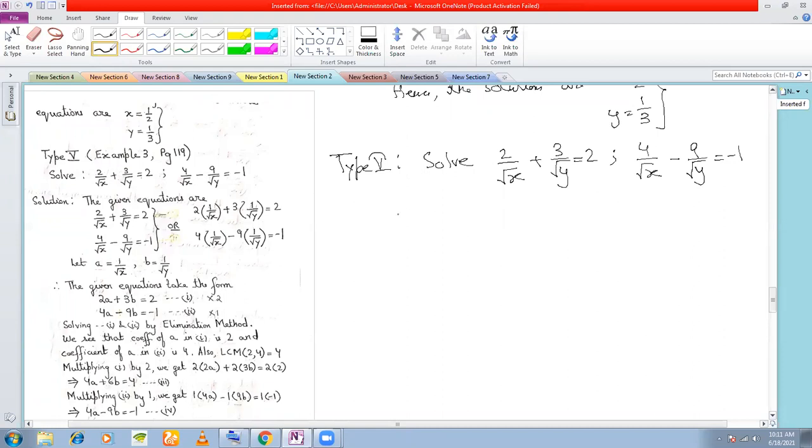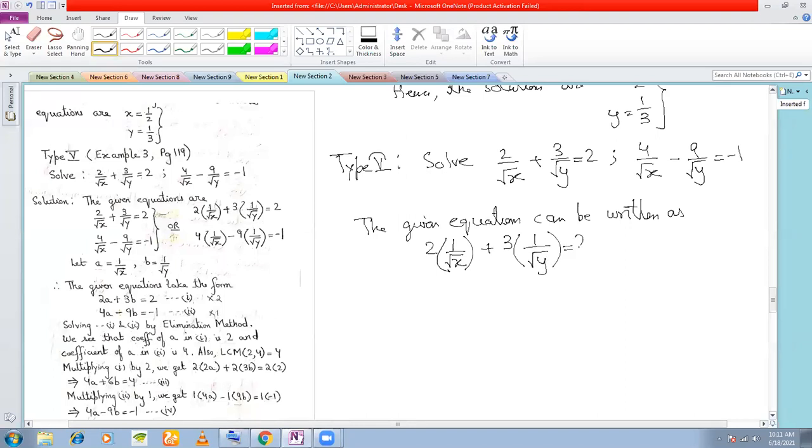Now see, you have a root x here. Therefore, the given equations can be written as twice 1 by root x. Instead of 2 by root x, you write 2 into 1 by root x. And instead of 3 by root y, you write this as 3 into 1 by root y is equal to 2. And second equation we write as 4 into 1 by root x minus 9 into 1 by root y is equal to minus 1.